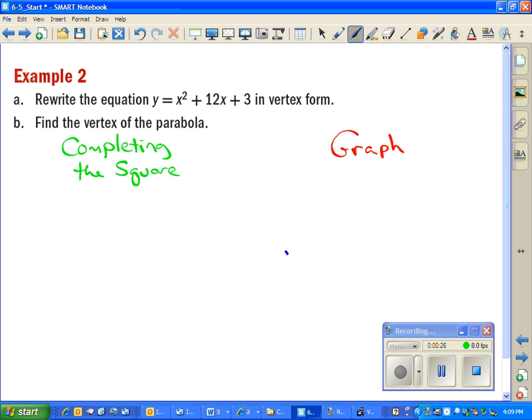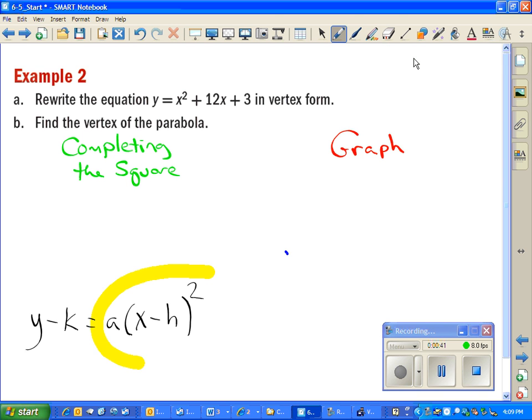So by completing the square, we're looking for perfect squares because you know your target is vertex form. y minus k is a times x minus h squared. We are looking for a perfect square over on this side, and so we need to get a perfect square. We'll complete the square to do that. First off, you notice that this x squared plus 12x plus 3 is not a perfect square. So the task is to make it into a perfect square.